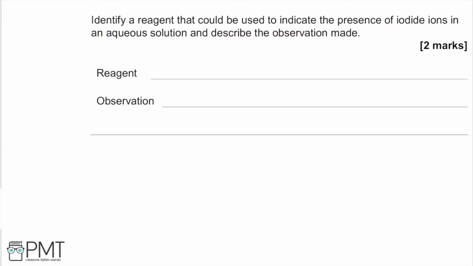And now for the final part of the question, which asks us to identify a reagent that could be used to indicate the presence of iodide ions in an aqueous solution, and then to describe the observation that's made. So this is part of a required practical, where you will have some test tubes and have to add a reagent to each of them. Now, the most common answer will be adding silver nitrate, which has the chemical formula AgNO3, and this will result in a yellow precipitate being produced if iodide ions are present.